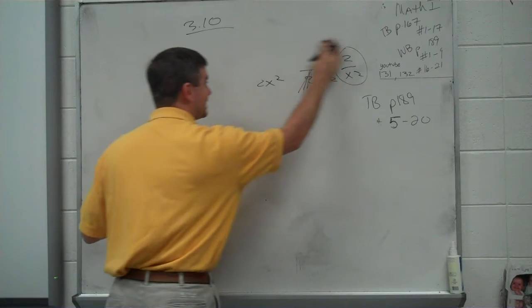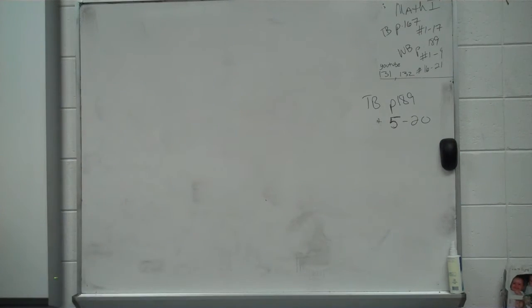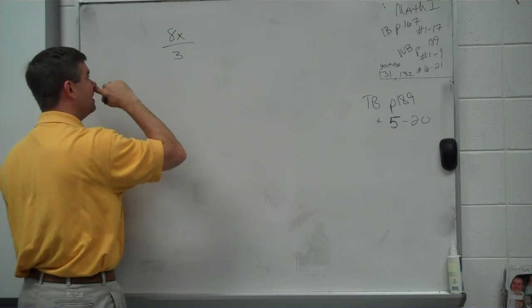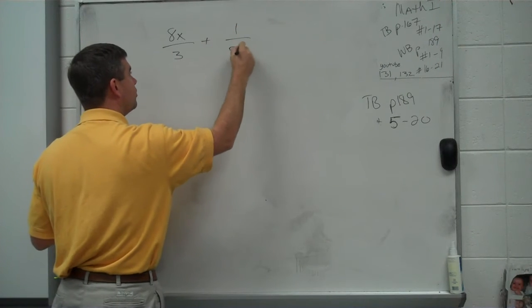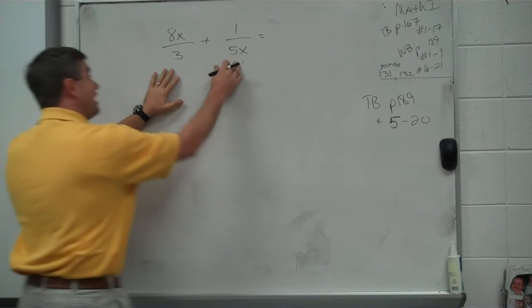Alright, now let's go to the back. Let's do as many as we can off the back, starting with 16. Read it out for me, Ian, nice and loud. Number 16: 8x over 3 plus 1 over 5x. Alright, what's different about this problem, Ian? The denominators are different, right? We've got 3 and we've got 5x.